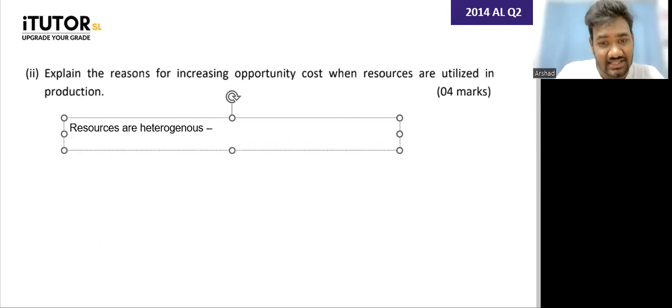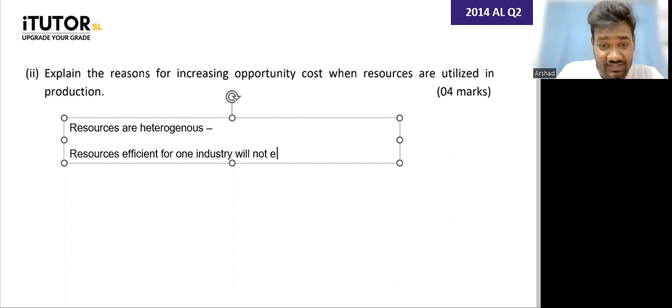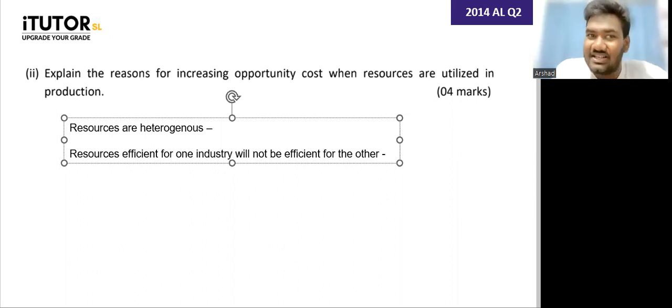Resources are heterogeneous. Then you can say resources efficient for one industry will not be efficient for the other. For example, a baker who might be very efficient in the baking industry might not be efficient in producing a mobile phone. So you can provide a small explanation like that.